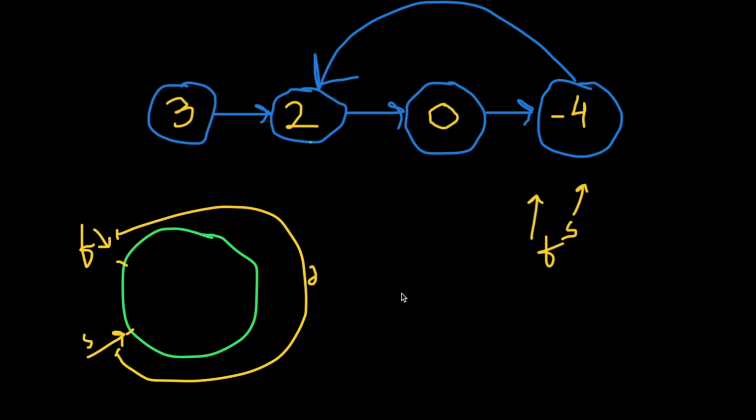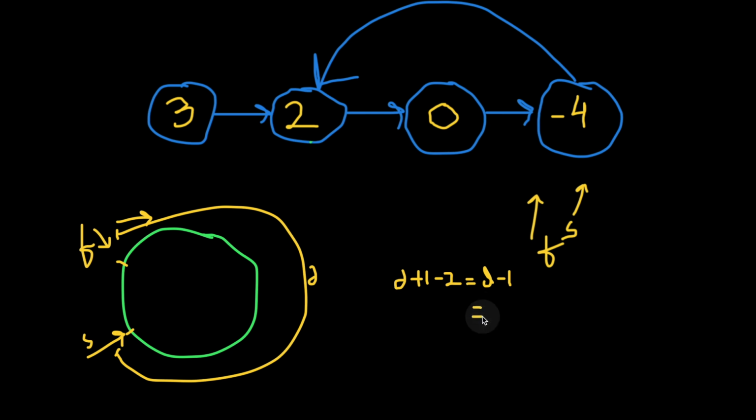If the distance between them is d, then in each iteration the slow pointer will move one step ahead, so it will be d plus 1. And the fast pointer will move two steps ahead this side, so it will reduce the distance, so it will be minus 2. This results in d minus 1. So in each iteration, the fast pointer comes one step closer towards the slow pointer.